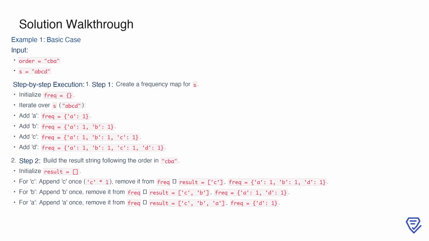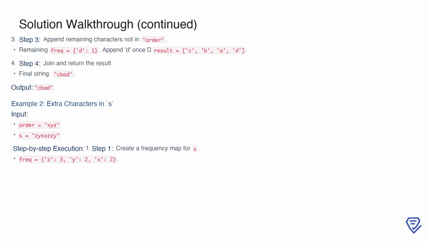After processing all characters in order, we handle the remaining characters in the frequency map that were not part of the order. Here, the only remaining character is D, so we append it to the result, updating it to C, B, A, D. Finally, we join all the characters in the result list to form the output string. The final result is CBAD. This demonstrates how we use the custom order to prioritize certain characters while preserving the original frequency of all characters in S.